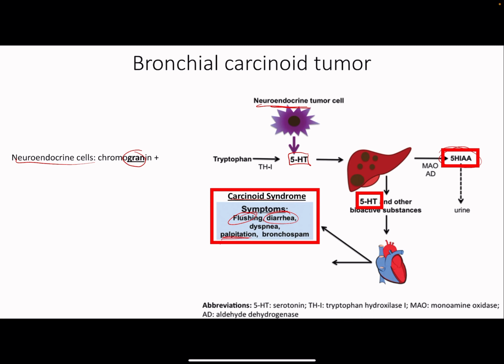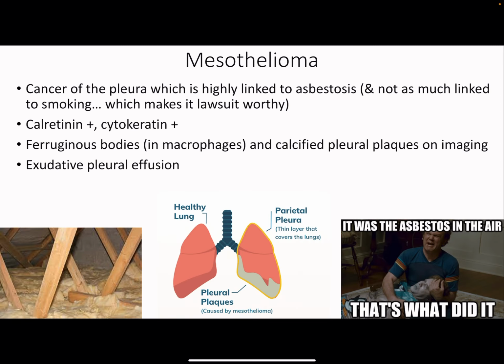Mesothelioma, so cancer of the pleura, highly linked with asbestos. Again, bronchogenic carcinoma, that is to say just lung cancers, are more linked, but lots of things cause lung cancer, so lawsuits make it difficult.